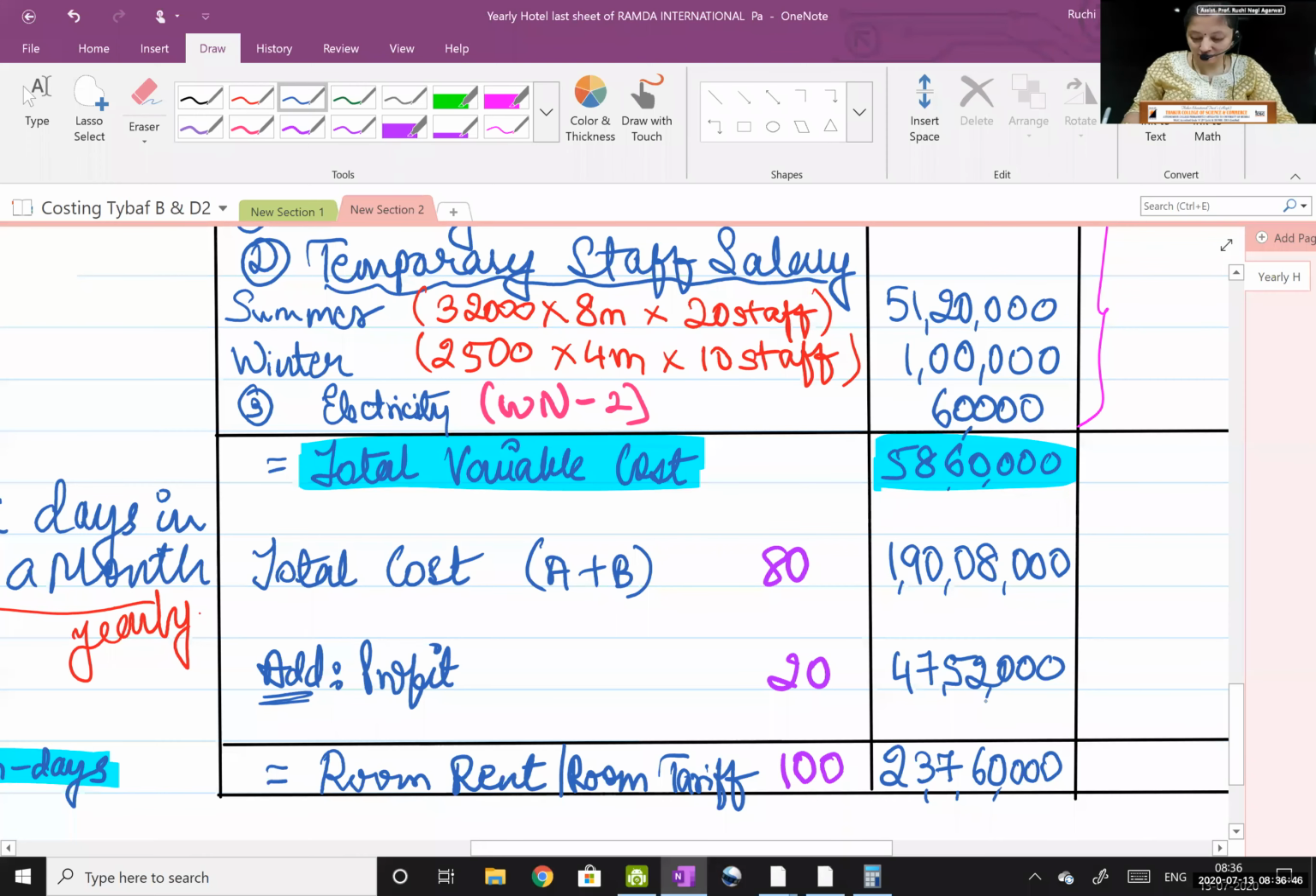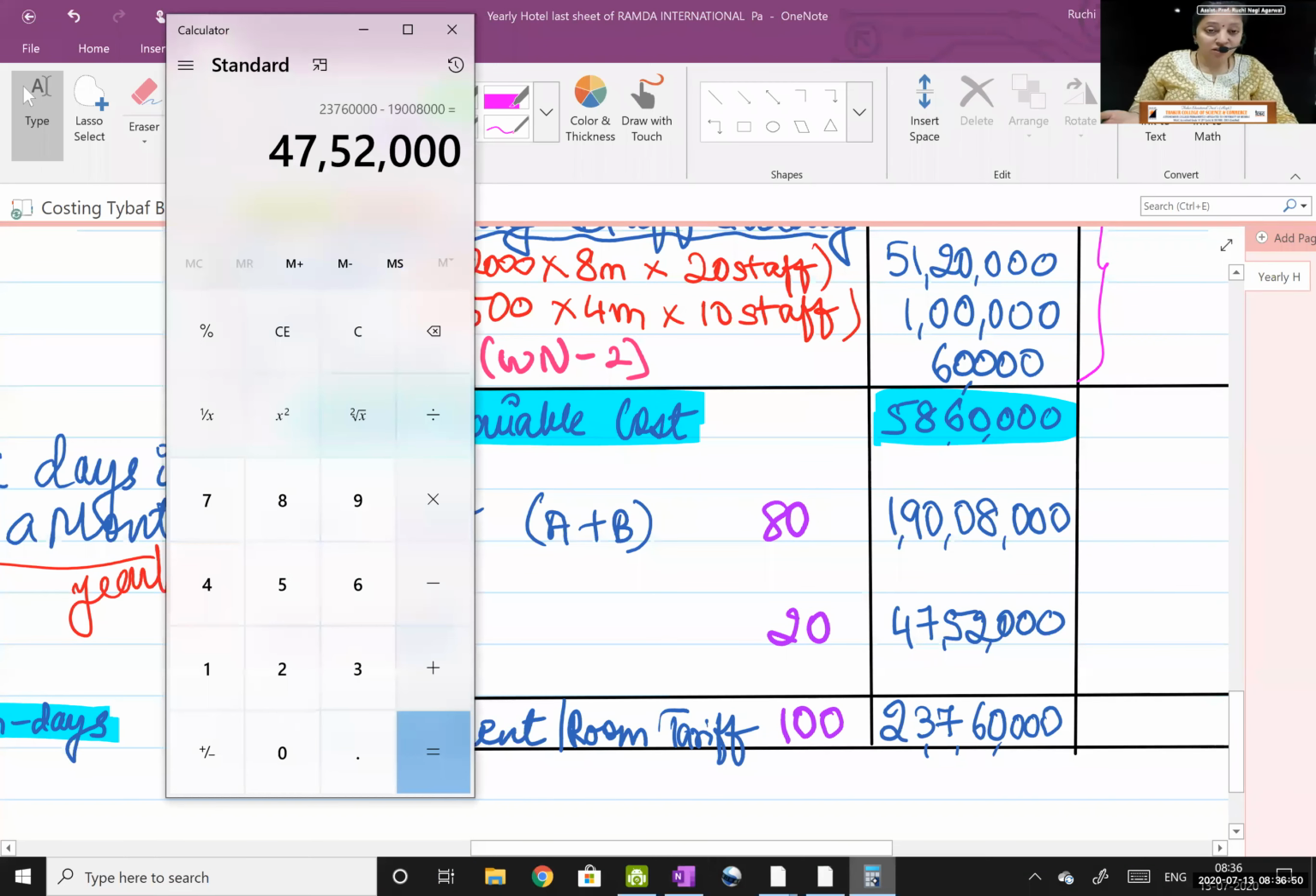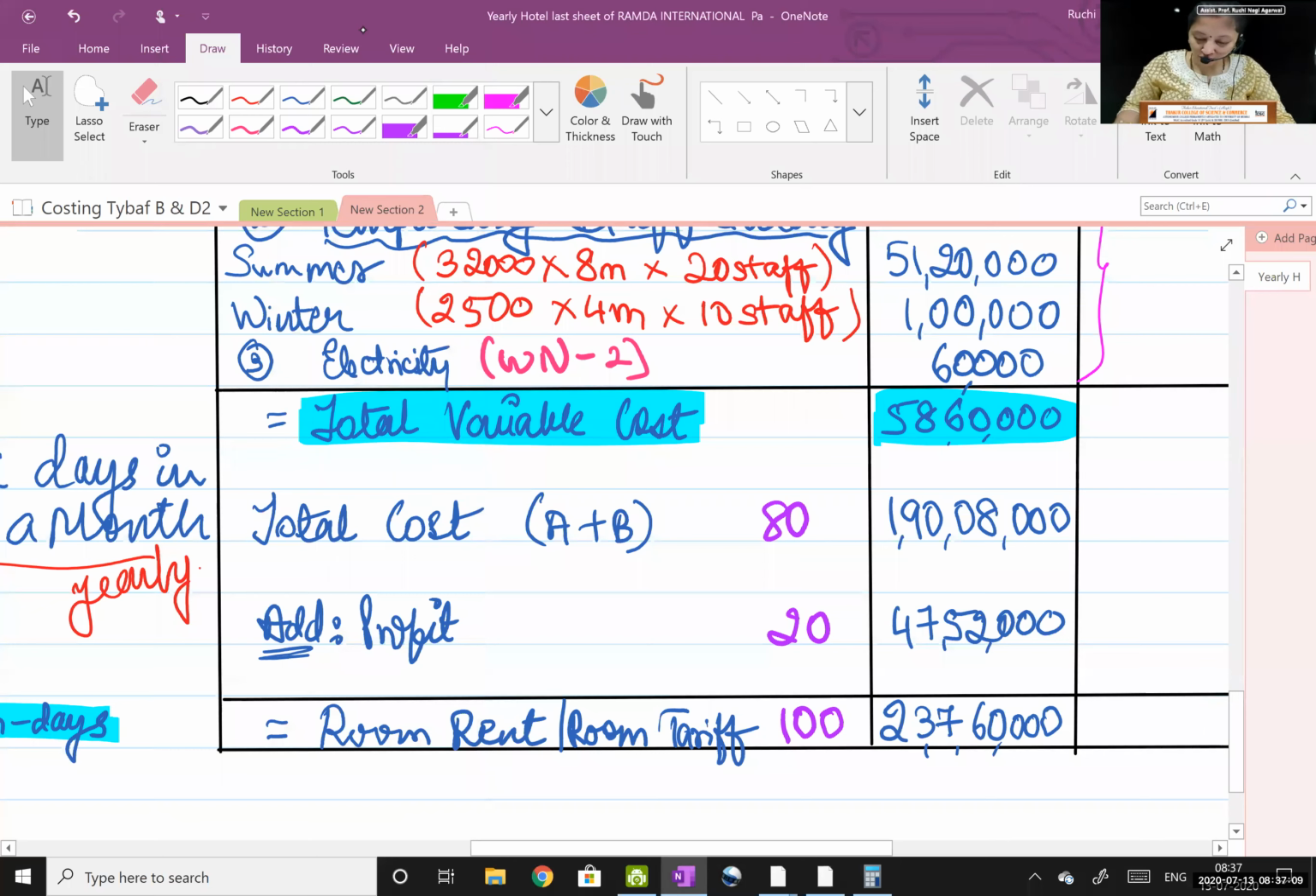Okay, clear? Fine. You can cross check your answer if you want. 1 crore 90 lakhs 8,000 into 20 divided by 80 if you cross multiply. See, your answer is correct. So always double check your solution. Is it clear to you? Acknowledge it in the chat box, everyone.